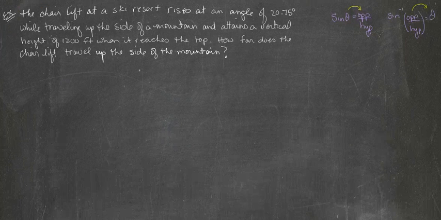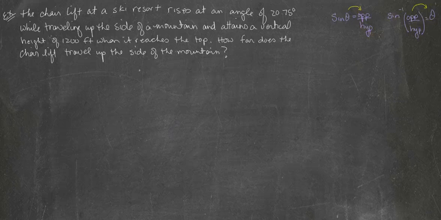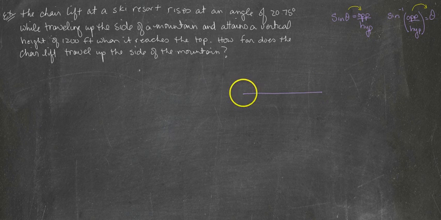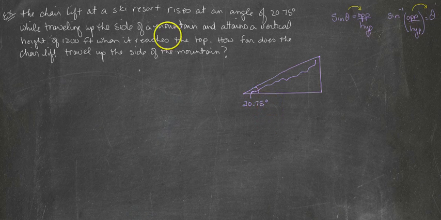We love word problems. A chairlift at a ski resort rises at an angle of 20.75 degrees while traveling up the side of a mountain and attains a vertical height of 1,200 feet when it reaches the top. How far does the chairlift travel up the side of the mountain? Well, first, let's draw a picture. So if a chairlift rises up the side of a mountain, the mountain obviously can be below the chairlift, that part doesn't matter, and the angle of elevation of the chairlift is 20.75 degrees, and it reaches a vertical height of 1,200 feet. How far does the chairlift travel?